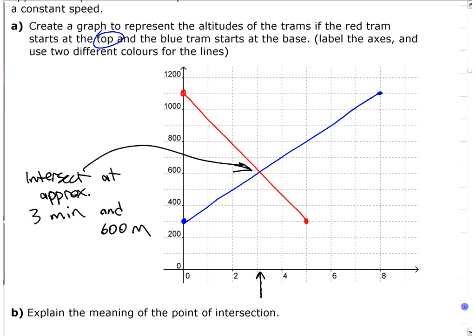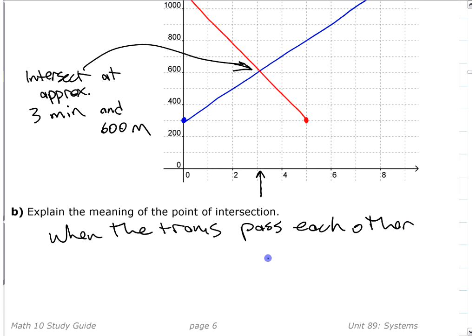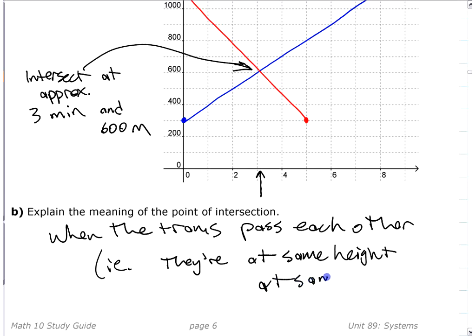The meaning of the crossing point is when they pass each other, right? Pass each other. Okay, that's where they pass each other. In other words, when they're at the same height at the same time. It's the only time on here where they're at the same height at the same time, right? That makes sense to you?